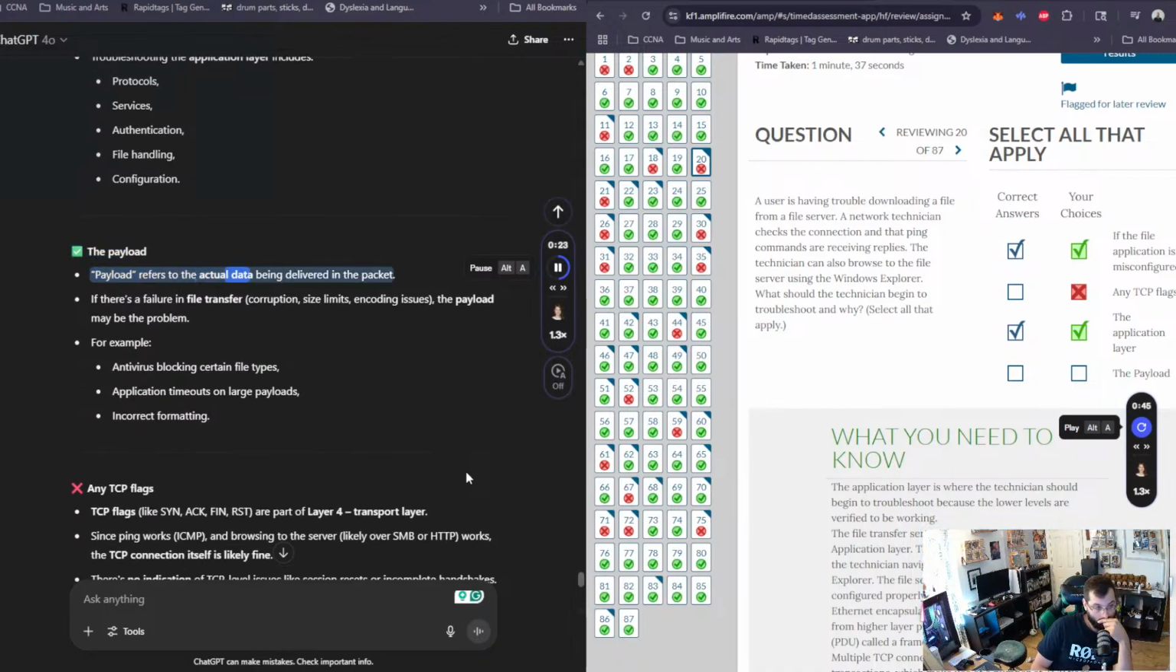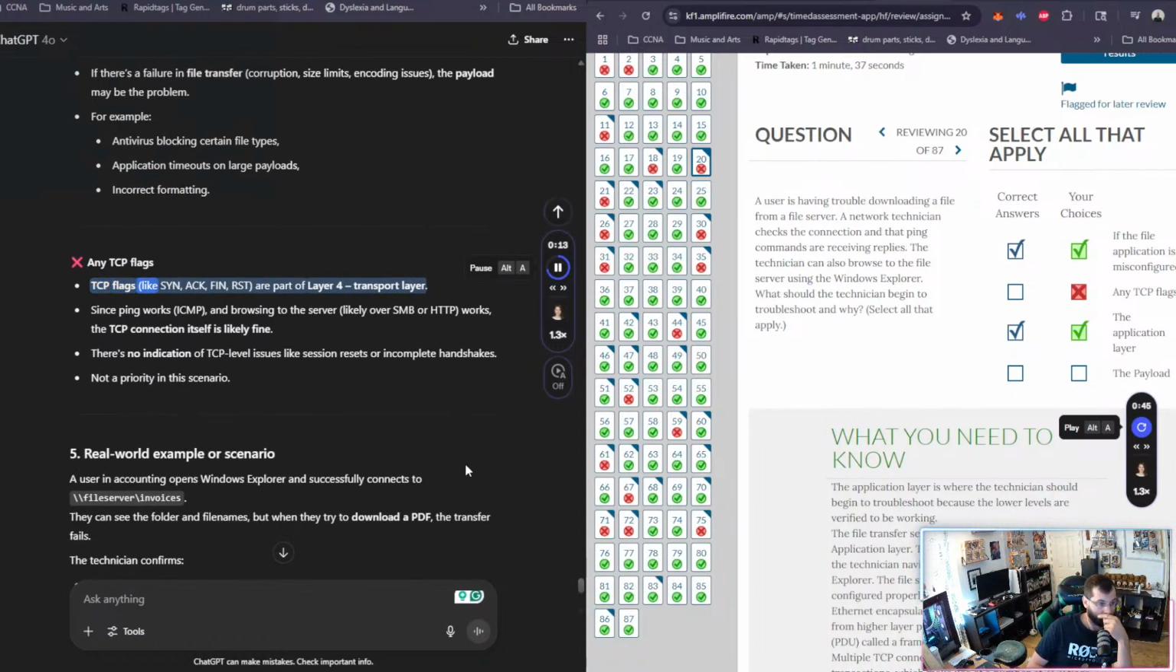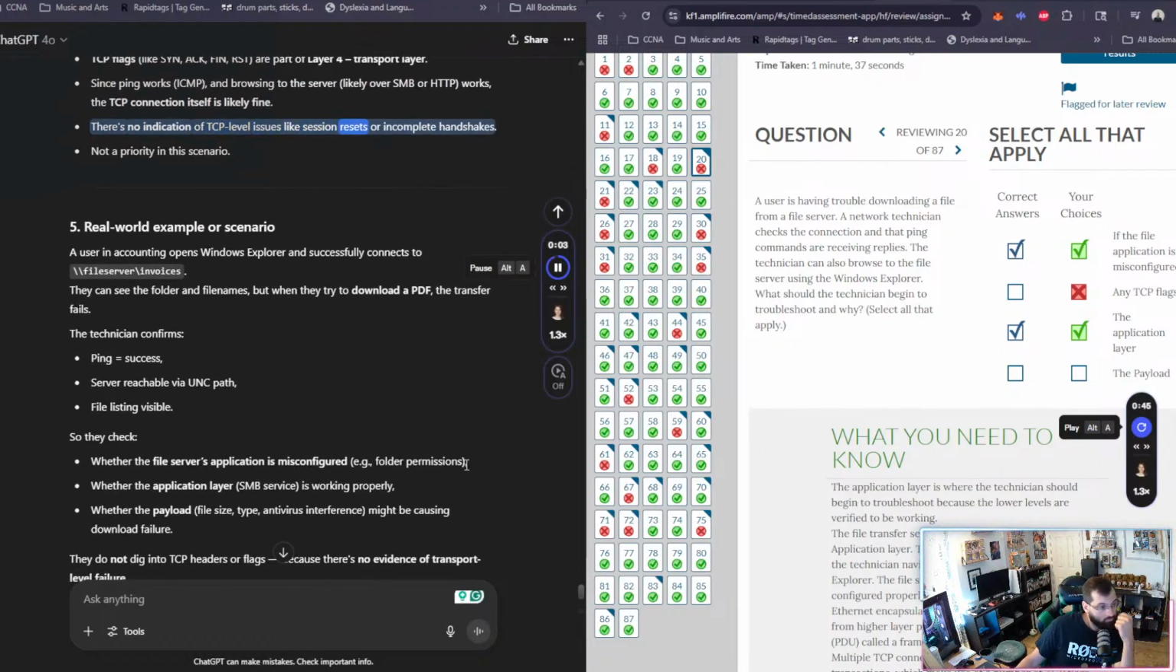Payload refers to the actual data being delivered in the packet. If there's a failure in file transfer, corruption, size limits, encoding issues, the payload may be the problem. For example, antivirus blocking certain file types, application timeouts on large payloads, incorrect formatting. TCP flags like SYN, ACK, FIN, RST are part of layer 4, the transport layer. Since ping works, ICMP, and browsing to the server, likely over SMB or HTTP, works, the TCP connection itself is likely fine. There's no indication of TCP level issues like session resets or incomplete handshakes. Not a priority in this scenario.